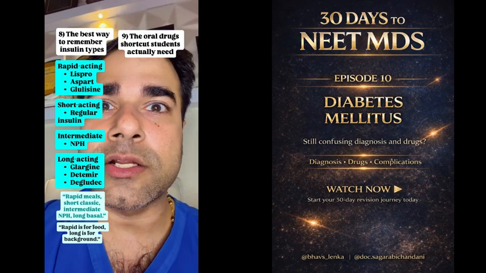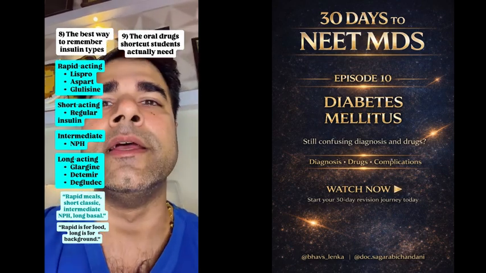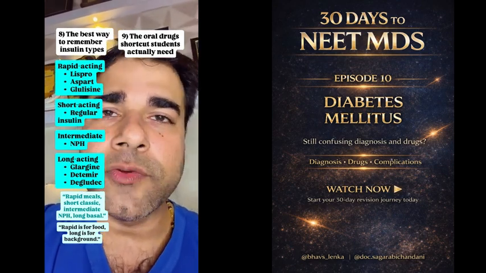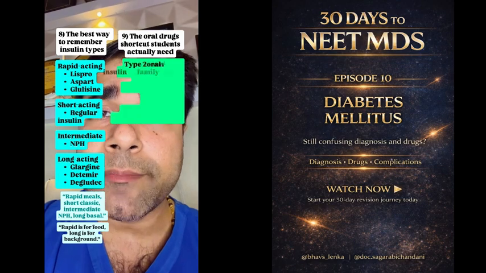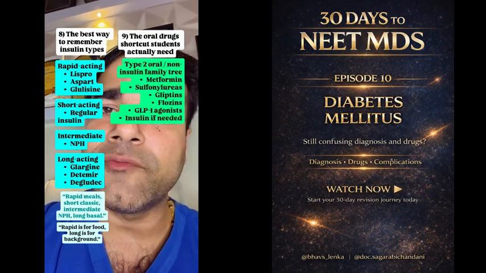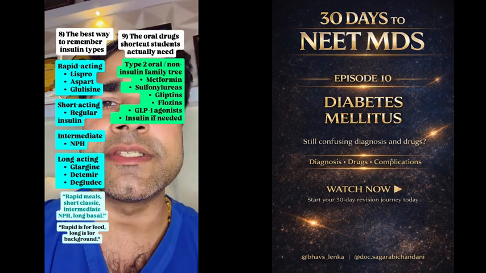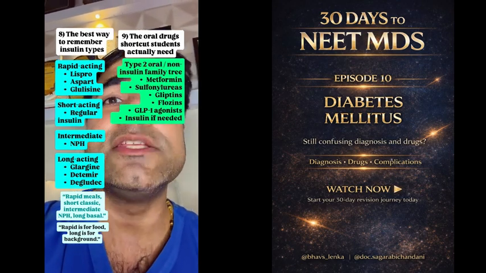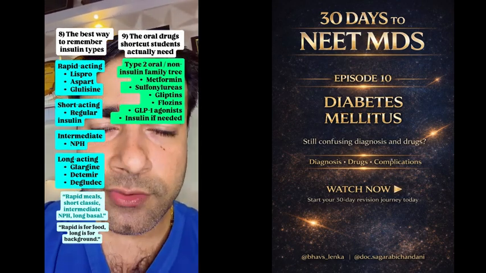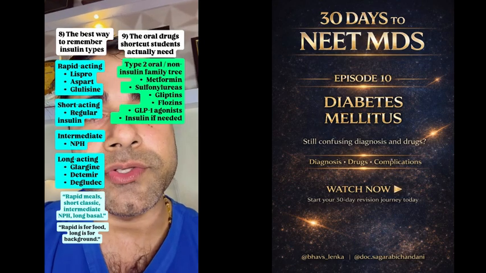Next, the oral drug shortcut students actually need. Instead of mugging more than 50 names, say this: type 2 oral or non-insulin family tree: metformin, sulfonylureas, gliptins, flozins, GLP-1 agonist, insulin if needed. That is enough for a quick NEET revision.